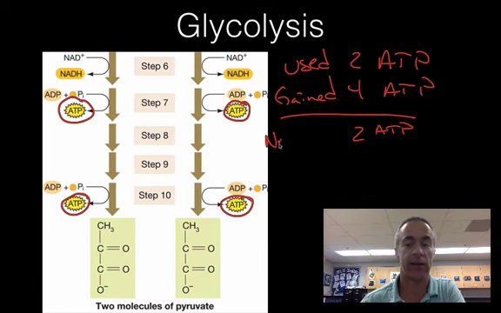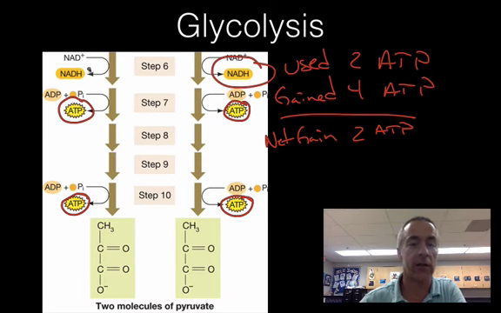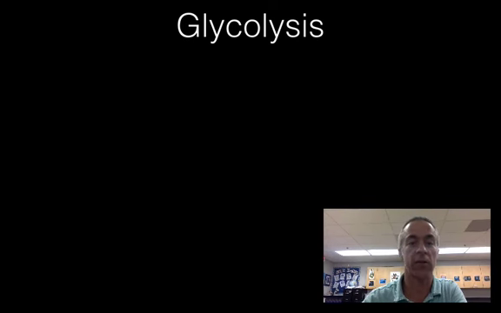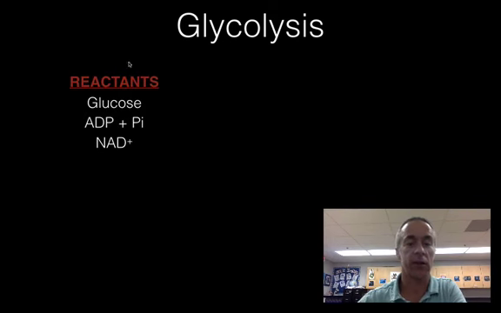That's our net gain. And then you also notice that up here, we have 2 molecules of NAD+ that were reduced. They gained electrons to become NADH. So what's the take home here? We start with glucose, ADP, inorganic phosphate, and NAD+.